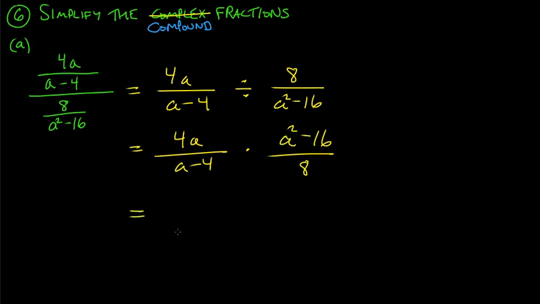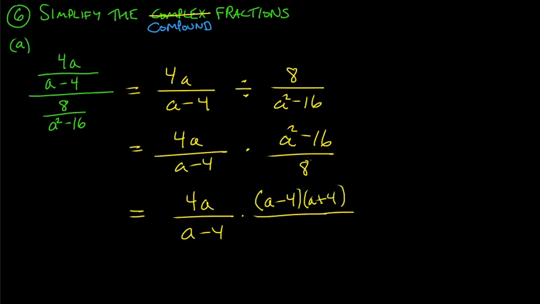And then factor and cancel, right? So there's not much to factor here. I'll leave the 4a, the a minus 4. The only thing that you're factoring here is the second numerator. a squared minus 16 is a minus 4 times a plus 4. That's your a squared minus b squared. And 8 is actually just 4 times 2. And the reason why I'm writing it that way is because I want to cancel the 4's.